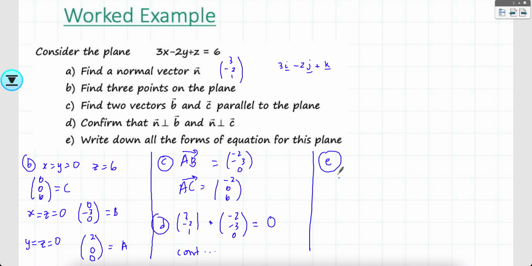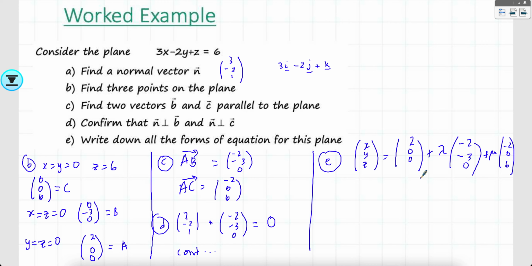Write all the forms of the equation. We have it in Cartesian form already, which means in vector form, we have r equals x, y, and z. We can pick one of our points, which is 2, 0, 0, and then we can have one of the direction vectors, -2, -3, 0. Remember, direction vector, not point. And then mu times -2, 0, and 6. And we have lambda and mu being real numbers. And then in parametric form, we have 2, -2 lambda, -2 mu.